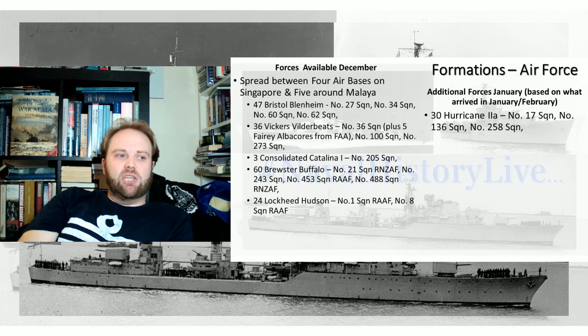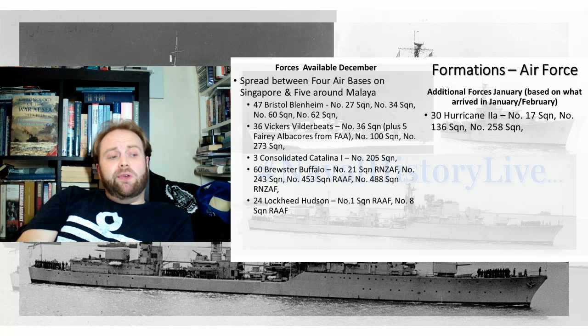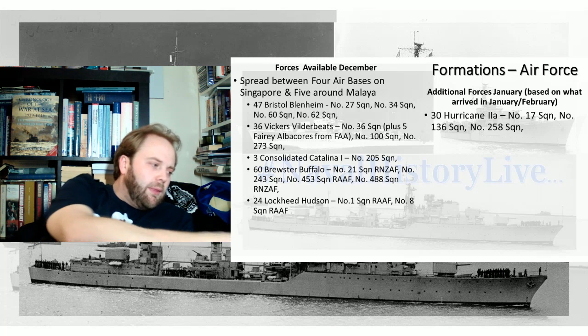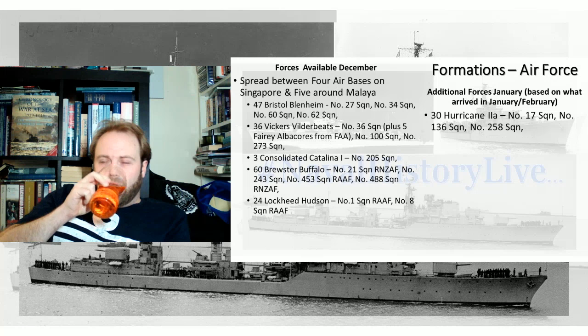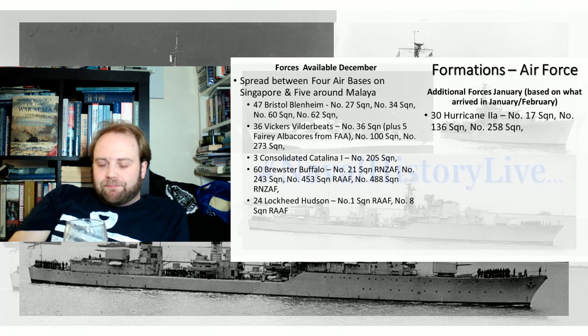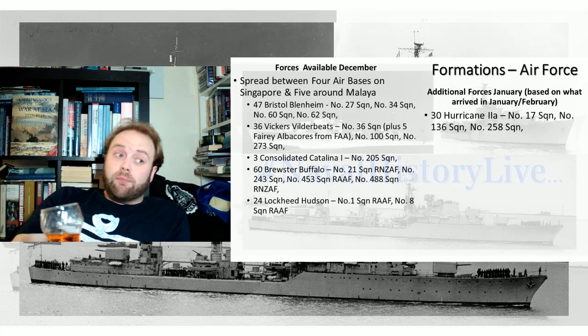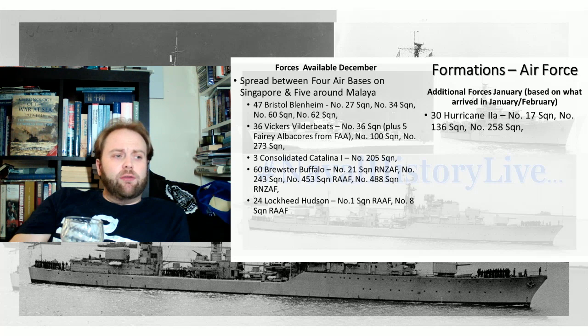Because if the Hurricanes manage to turn up before the Japanese reach Singapore, you then have quite a lot of fighters there. Quite a lot of good ones. And remember, in peacetime, you talk about destroying enemy air attacks. In wartime, you settle for breaking up enemy air attacks to make your anti-air artillery, which you've got quite a lot of in that army if you looked back earlier, more viable.